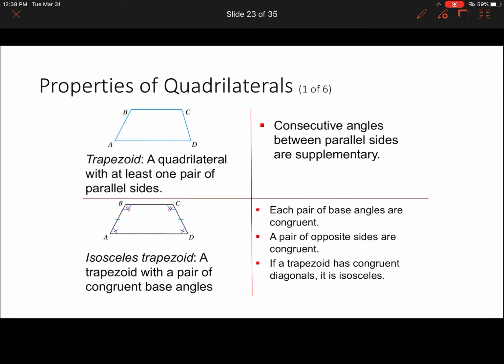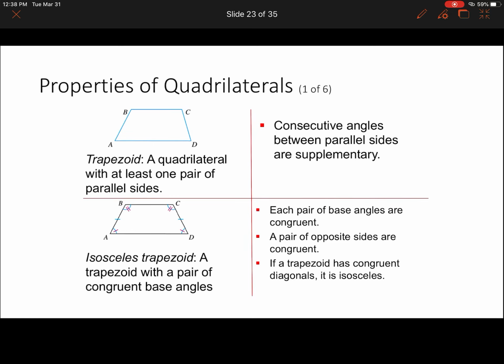So we're going to be continuing in section 12.2, and we're going to start by talking about properties of quadrilaterals. There are several different quadrilaterals that we have talked about, and using all these properties is going to allow us to look at some proofs dealing with quadrilaterals.